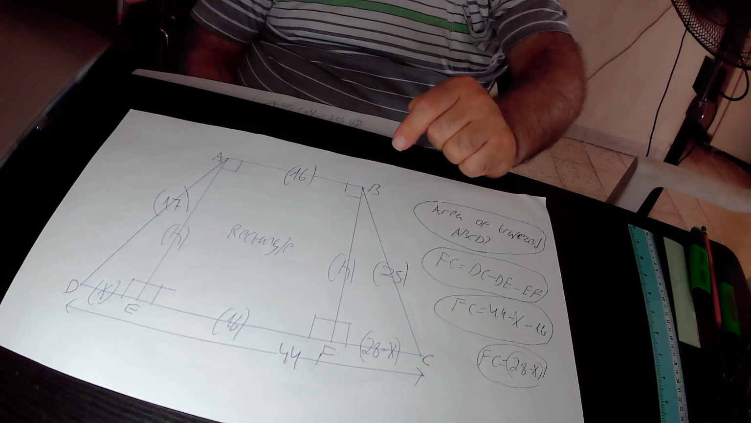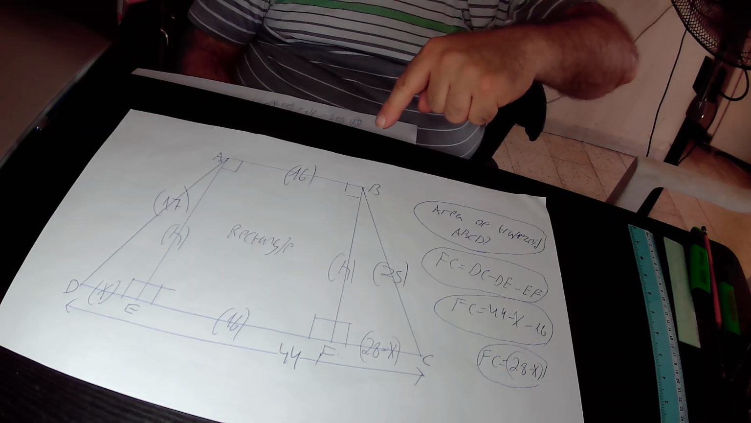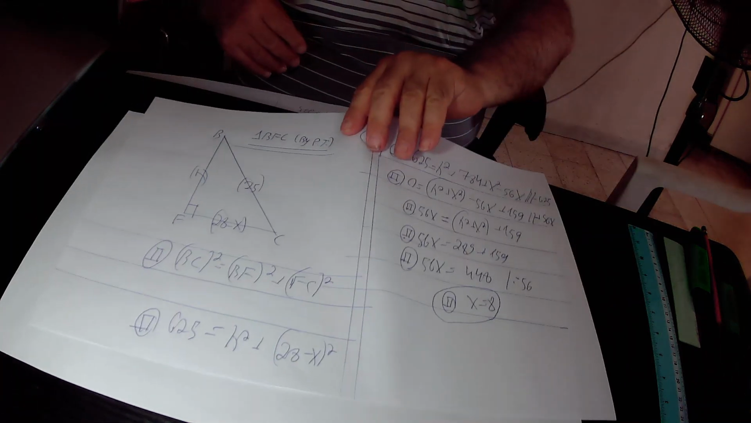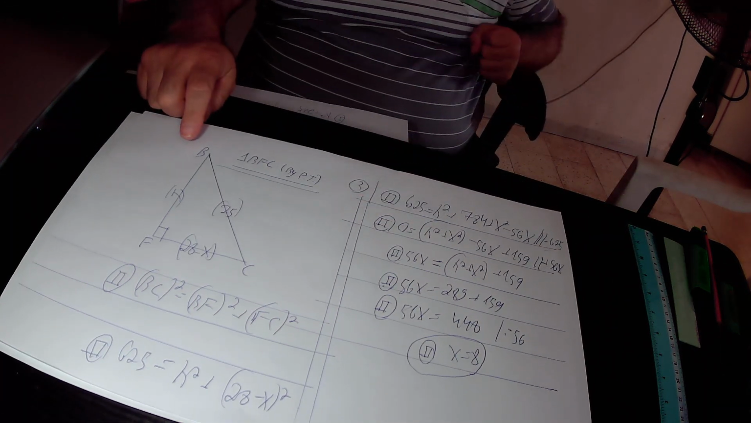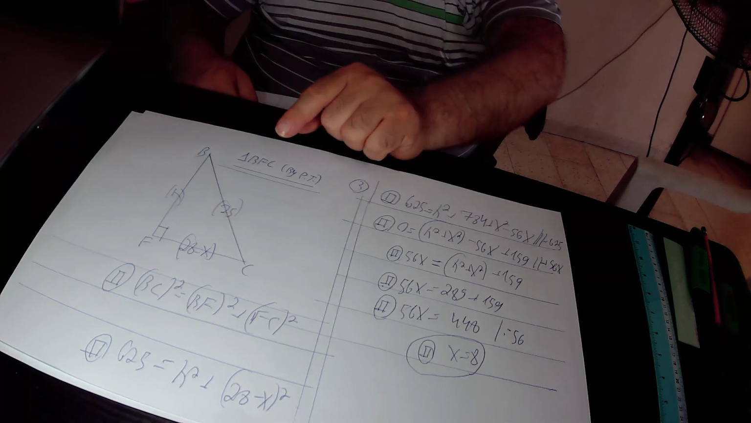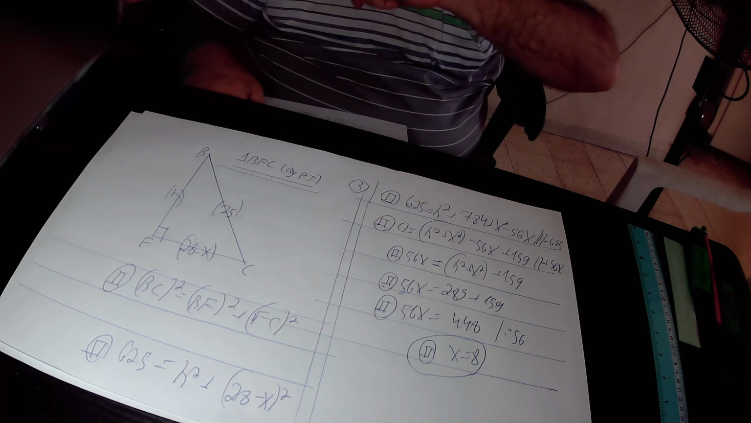In the next step, we'll go with the right triangle BFC on a new page, and we implement the Pythagoras theorem in this right triangle BFC. This is the right triangle BFC coming from the original drawing. According to the Pythagoras theorem, in this right triangle BFC, BC squared, that is the square of the hypotenuse, equals BF squared plus FC squared.